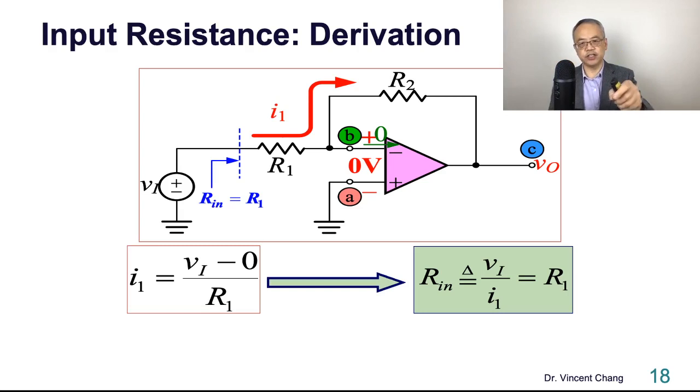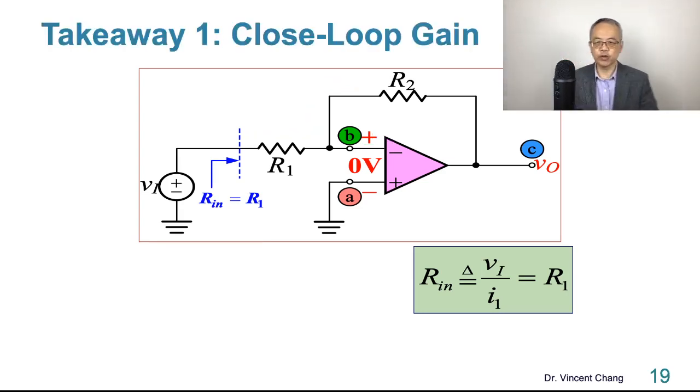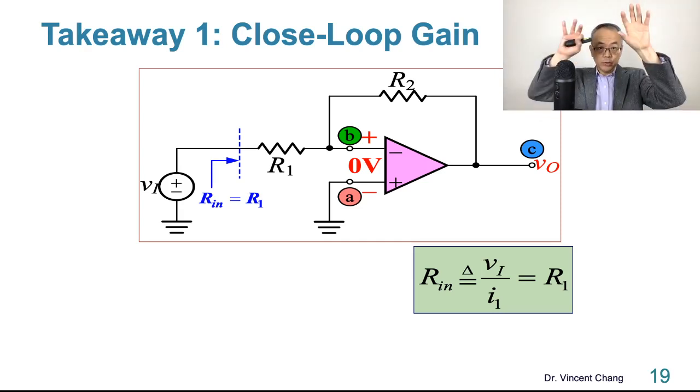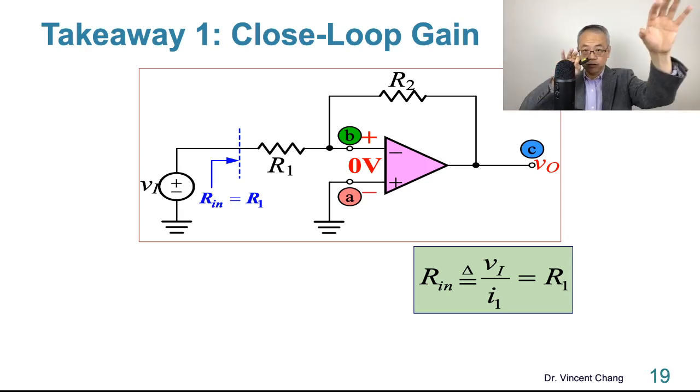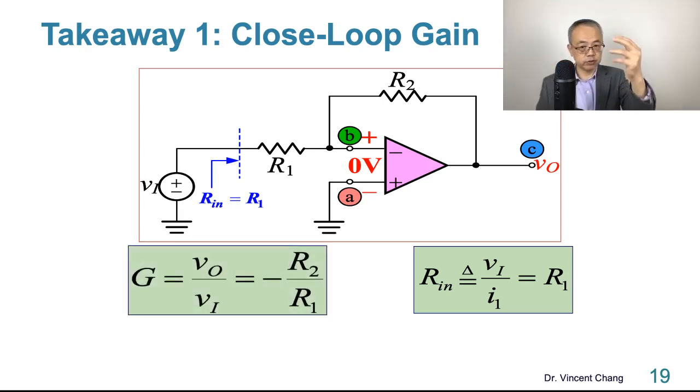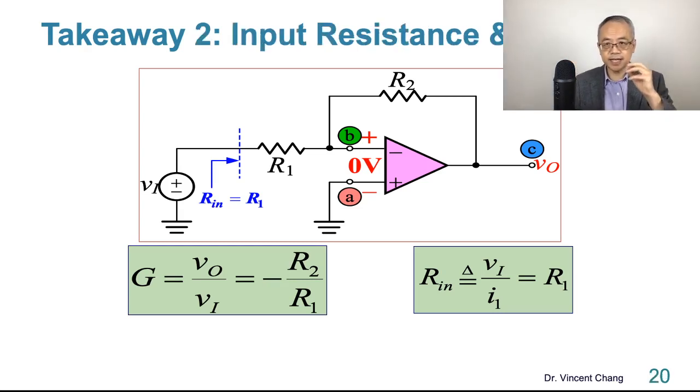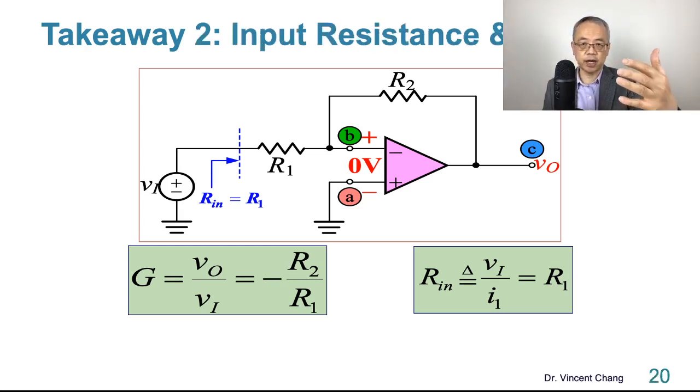So based on derivation, the answer is the same as the one we got from analysis by inspection. Here's the takeaway. Number one, the closed loop gain of the inverting op-amp is negative, and its magnitude is determined by the two external resistors, R2 over R1. So negative R2 over R1. The second characteristic of this circuit is the input resistance, which is R1.